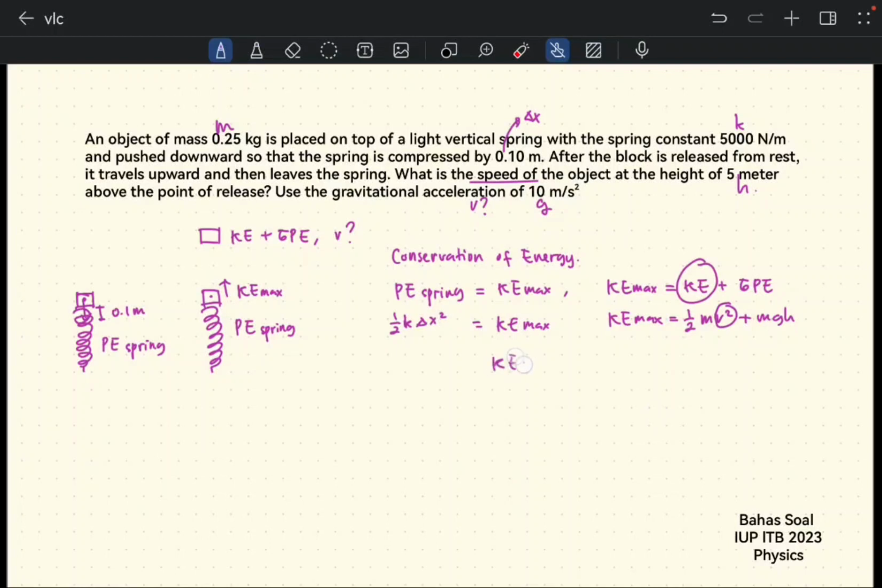So KE max equals half times 5,000 times 0.1 squared. KE max will equal 25. Let's substitute the KE max into the next step. 25 equals half, the mass is 0.25, times v squared plus 0.25 times 10 times 5.